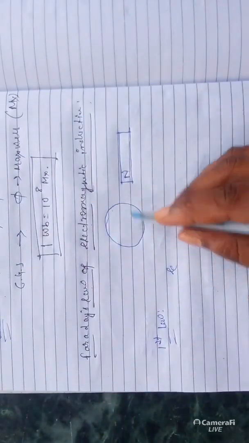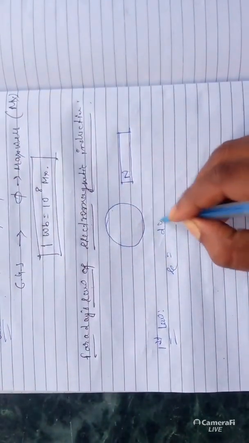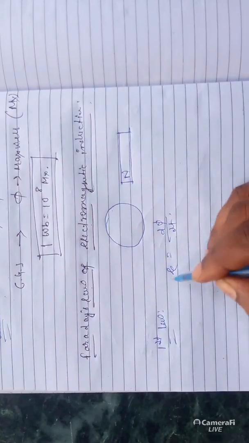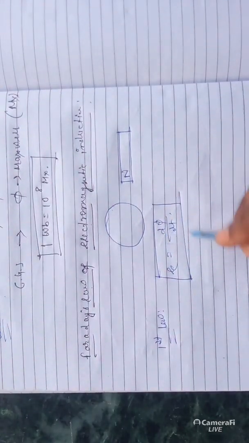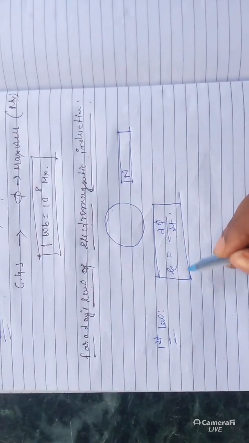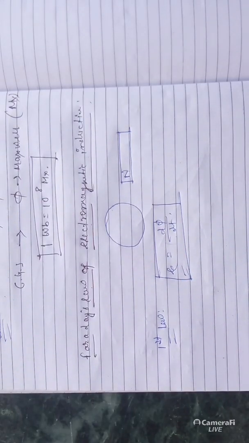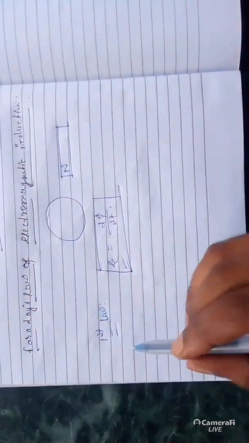So the EMF developed in this loop will be equal to the rate of change of flux. Clear? So you can write the EMF induced in this coil, E is equal to d phi by dt, that is rate of change of flux. The rate of change of flux in a coil is equal to the EMF induced in it. Or in other words, the EMF induced in a coil is equal to the rate of change of magnetic flux linked with the coil. This is the first law, and the second law is what?